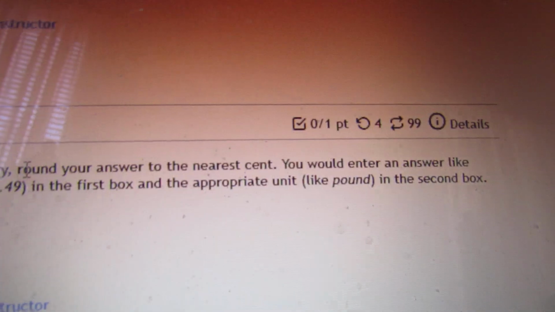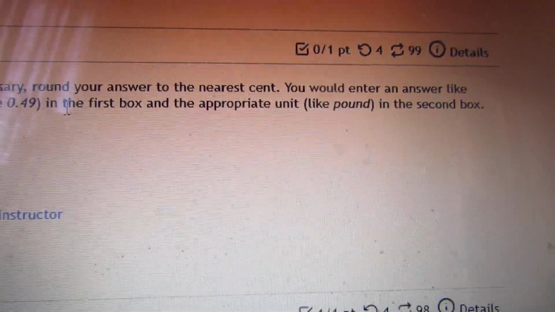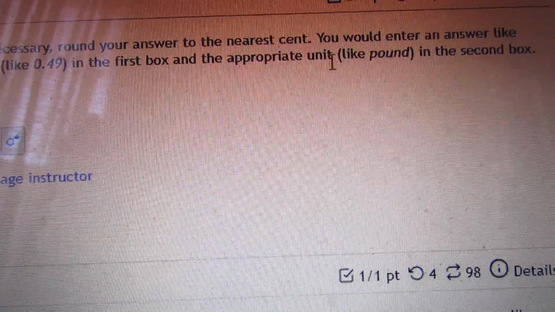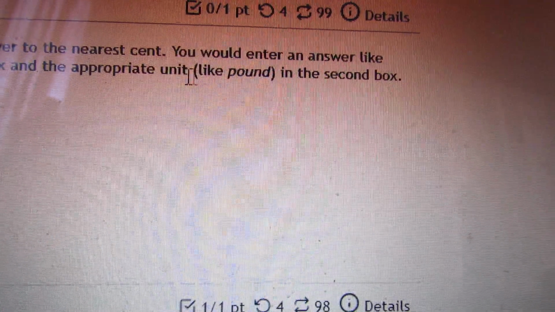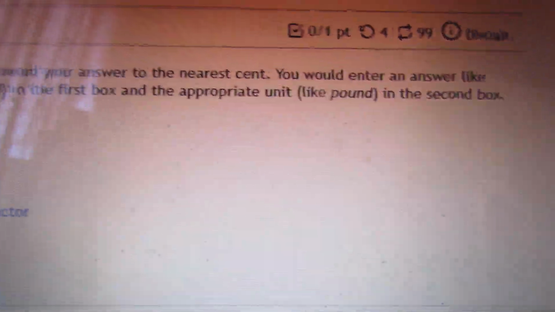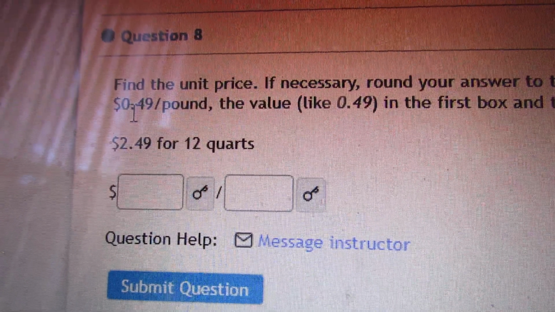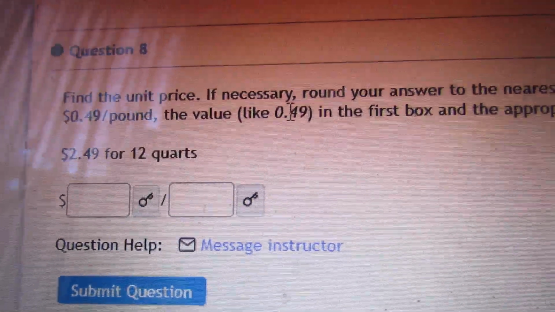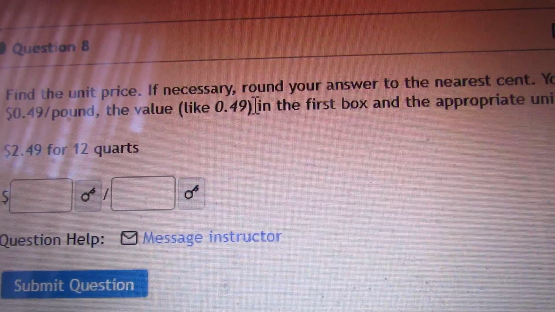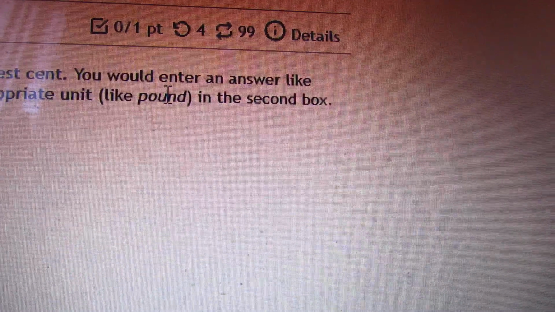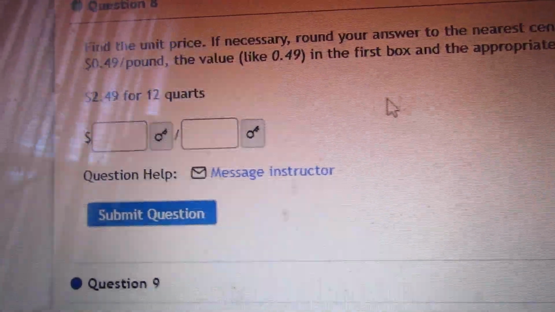And it says in the question, in the first box, you're just going to put the number value. And in the second box, it says to put the unit. So here, it says if your answer is $0.49 per pound, you would put the 0.49 in the first box and pound in the second box. So make sure you're reading what the question asks for.